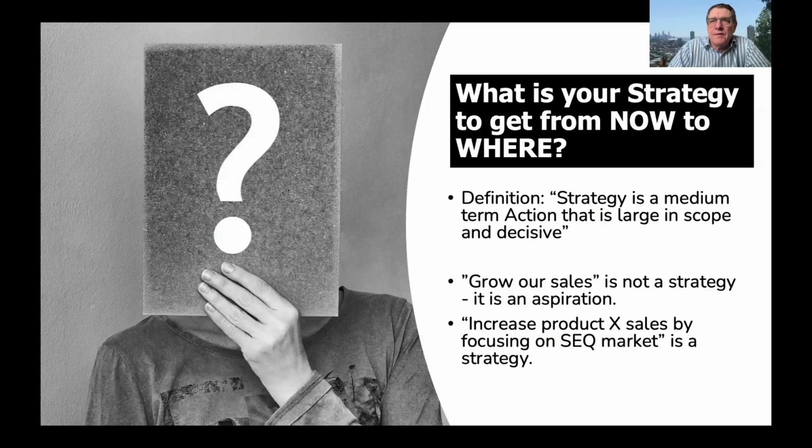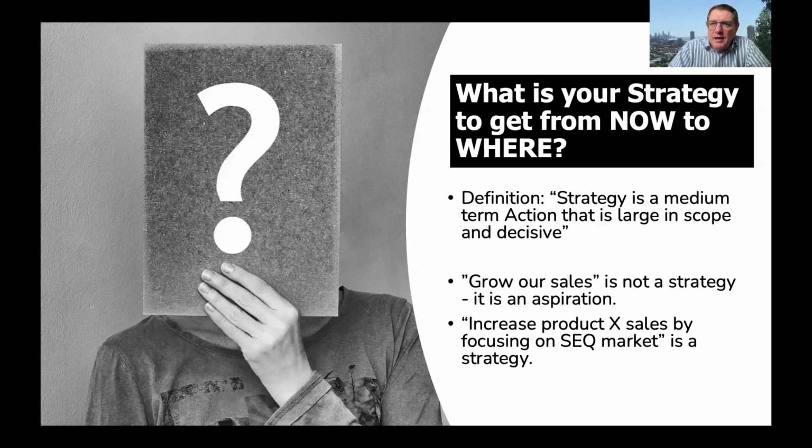And the difference, for me, a strategy is a medium-term action, large in scope, but really importantly, it's decisive, right? It's about us making a clear decision, right? A clear decision on something. So we're making a choice or a decision on something, right? And as an example, I find people put down, grow our sales as a strategy, right? It's not a strategy, it's an aspiration, because you're not really making a decision on anything.